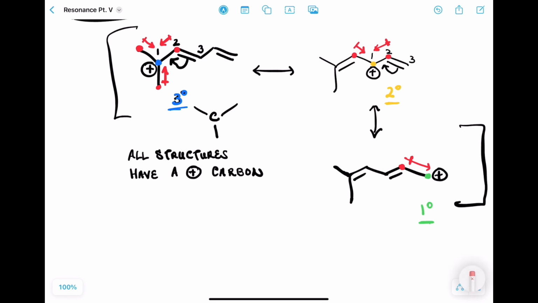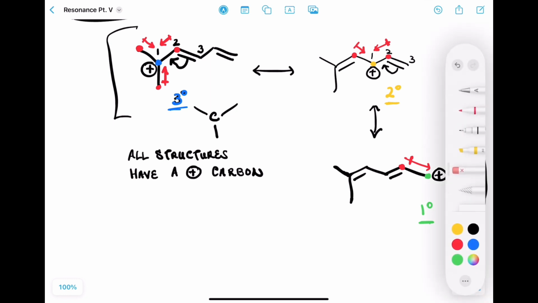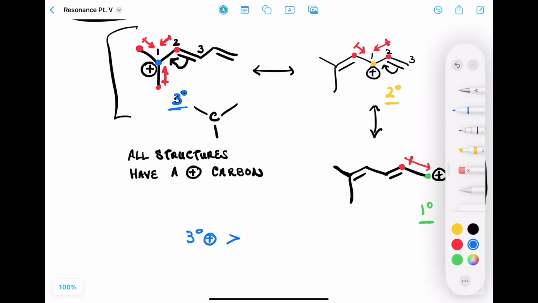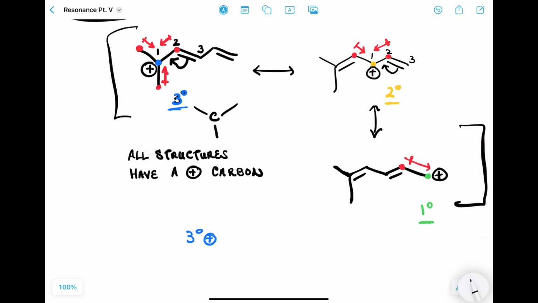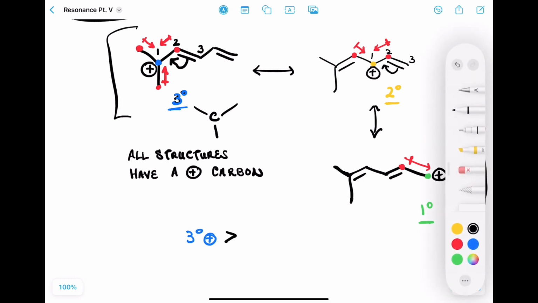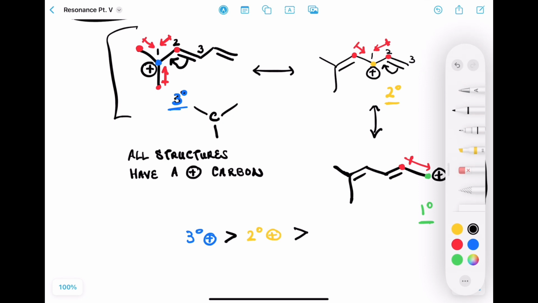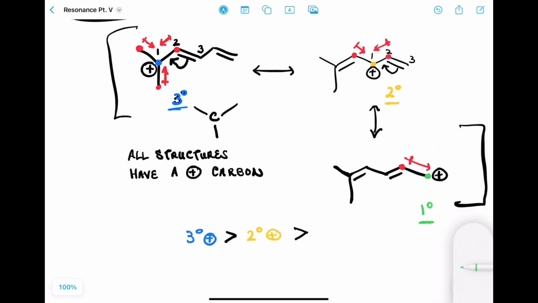Why? Because what you're going to see is that a tertiary carbocation is going to be more stable. It's important to emphasize carbocation is going to be more stable. Get this in black. Than a secondary carbocation, which is more stable than a primary carbocation.